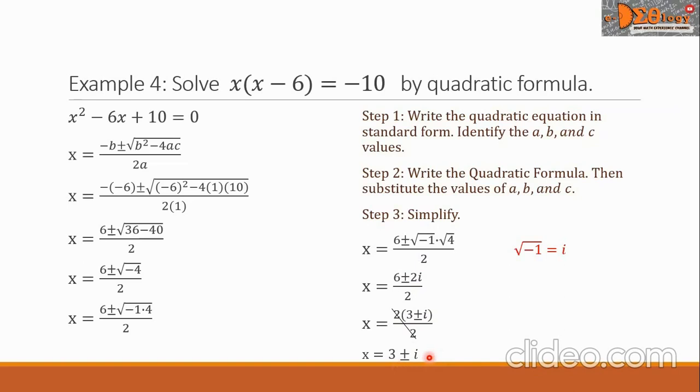And from here, we can show that there are two values for x. One is x sub 1, where we will use the positive. So this is 3 plus i. And x sub 2 equals 3 minus i. This is our final answer.